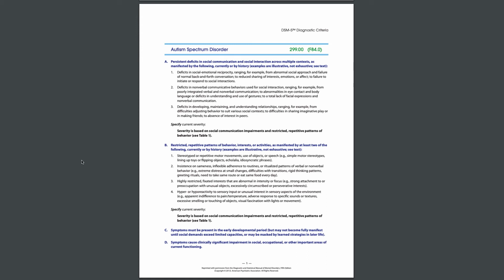So the first one is deficits in social emotional reciprocity, ranging, for example, from abnormal social approach and failure of normal back and forth conversation to reduced sharing of interests, emotions, or affect, or failure to initiate or respond to social interactions. So that's just one little bit, right? Number two, deficits in nonverbal communication behavior, and they give a bunch of examples: eye contact, which we frequently associate with autism; body language.